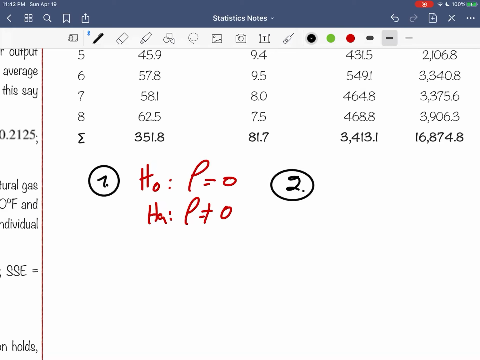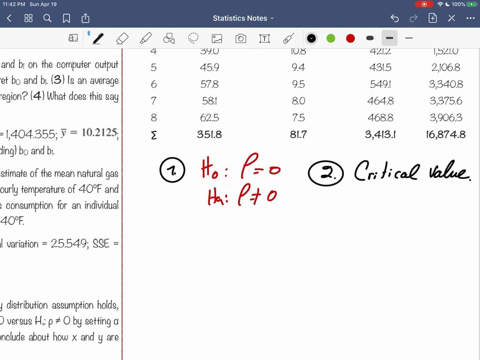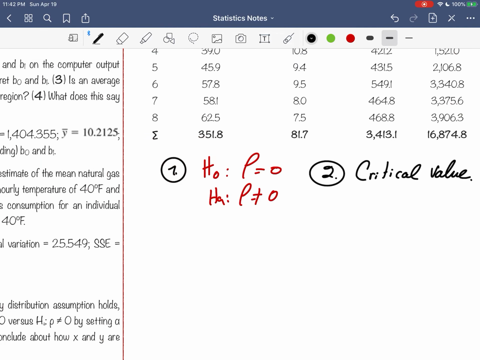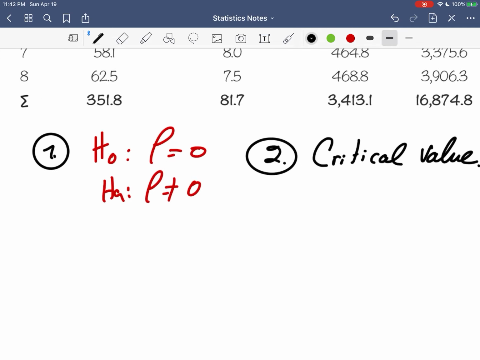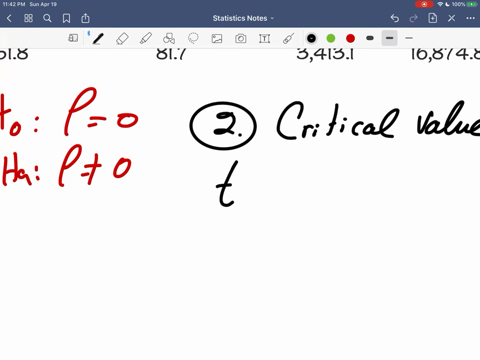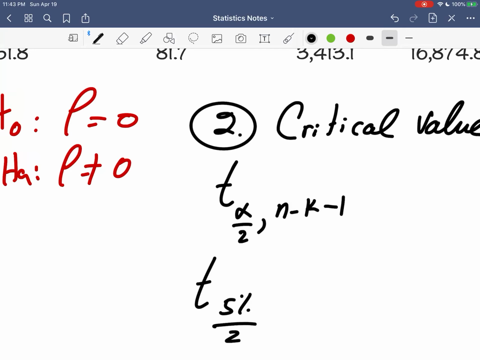Step 2, we need the CV, or the critical value. This will be a t-test because we're using only 8 observations. So the critical value is going to be t alpha divided by 2, comma, n minus k minus 1 degrees of freedom. Let's go ahead and use 5% for our analysis. So 5% divided by 2.